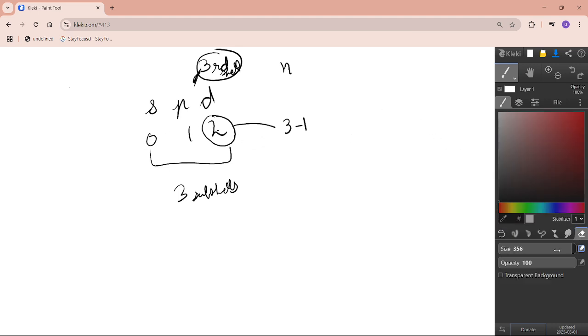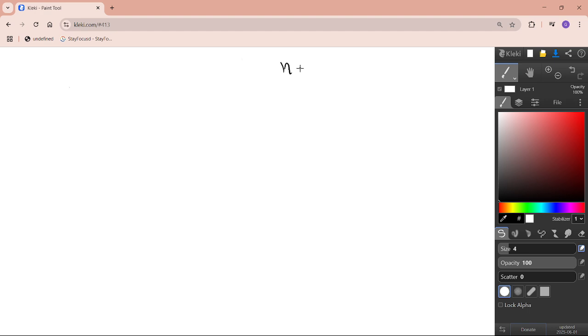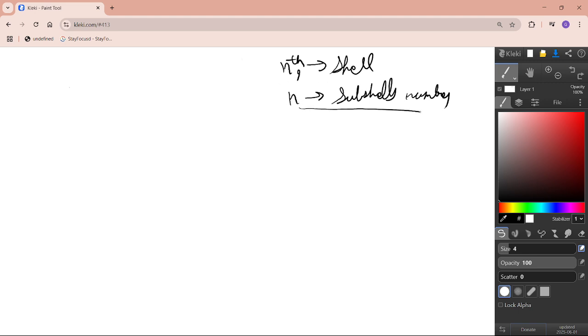Similarly, we can say that for the nth shell, the number of subshells is also n. This is the nth shell, this is not the nth subshell. N is the number of subshells. For an nth shell, n is the number of subshells.